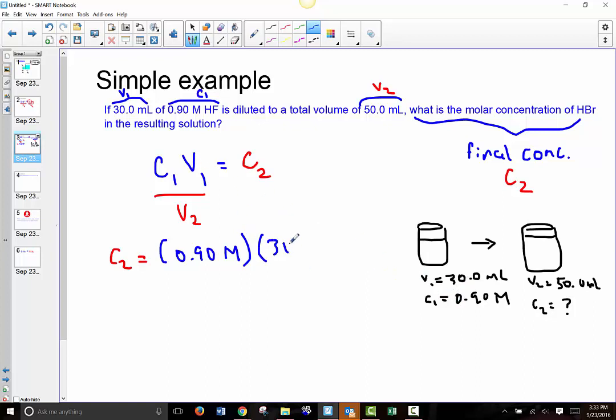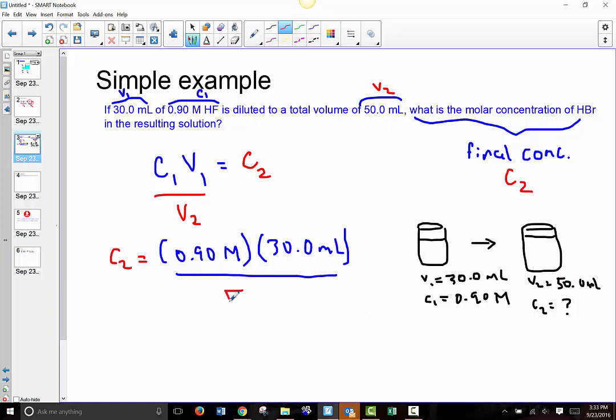Notice that I'm also keeping my sig figs in here. I'm not writing just 30, I'm writing 30.0. That's going to help me at the end when I have to figure out how many sig figs are in my answer. Final volume is 50 mL. So I'm dividing by 50 mL.